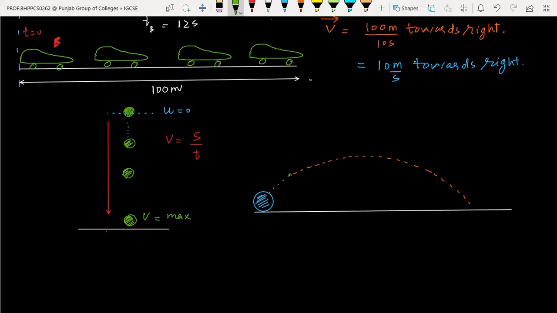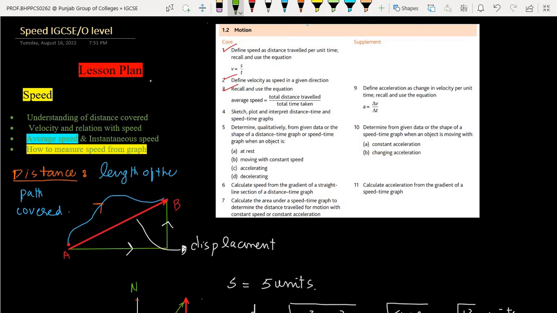So at any moment, if we want to calculate its velocity, then this will be the direction of velocity at this point, and this will be the direction of velocity at this point, and it is along the tangent. But the speed doesn't require any direction, so speed is simply distance covered divided by time taken. We have discussed in detail the difference between velocity and speed.